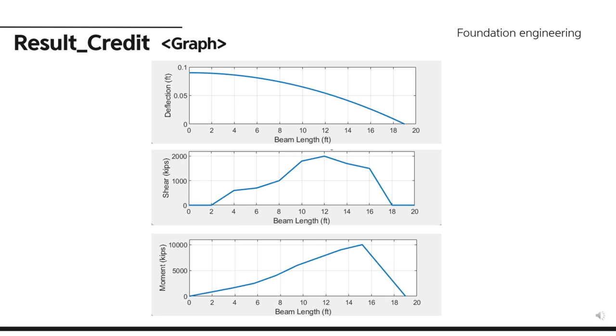This slide shows additional graph results generated under different conditions or parameter settings. From top to bottom, the graphs represent deflection, shear, and moment. Compared to earlier results, the values here are significantly larger. Maximum deflection reaches approximately 0.1 feet. Shear up to 2000 kips. Moment up to 10,000 kips.